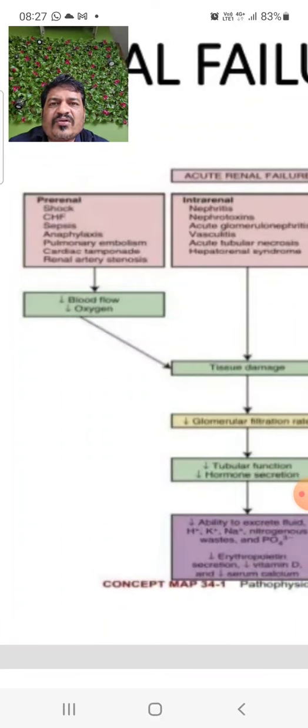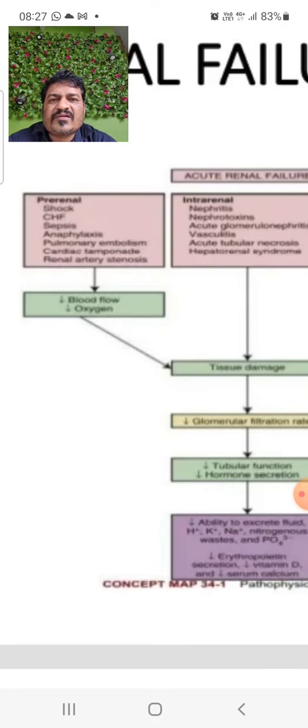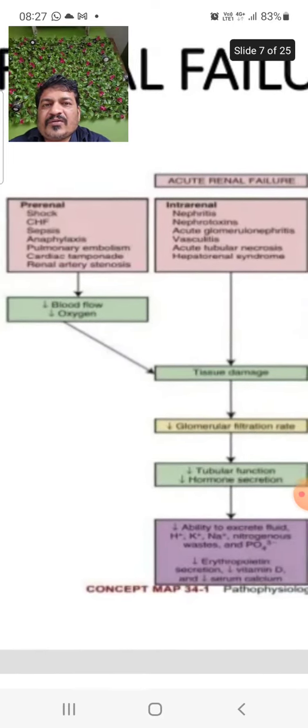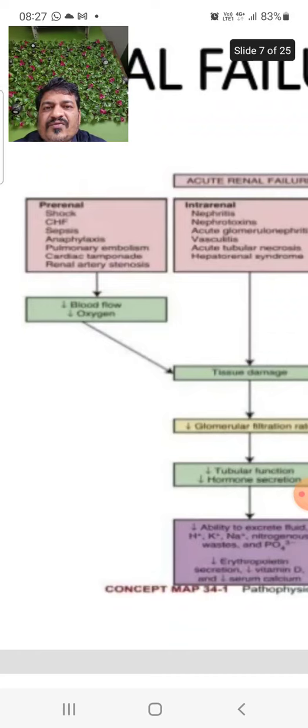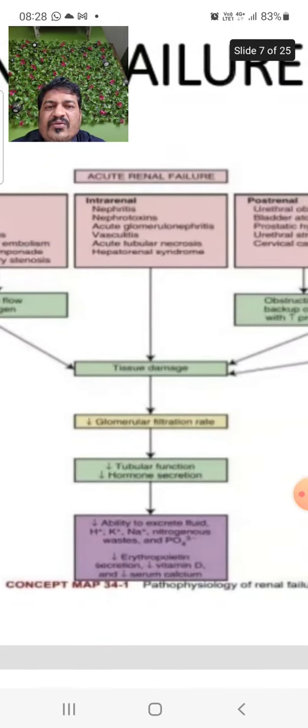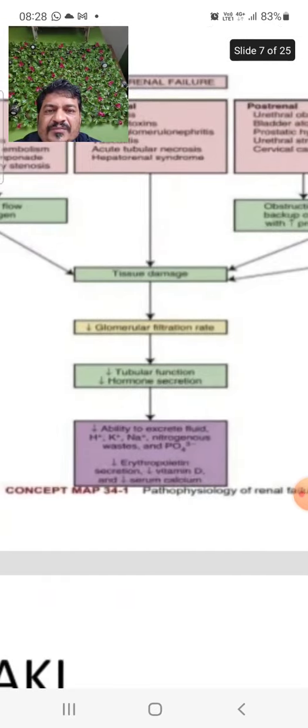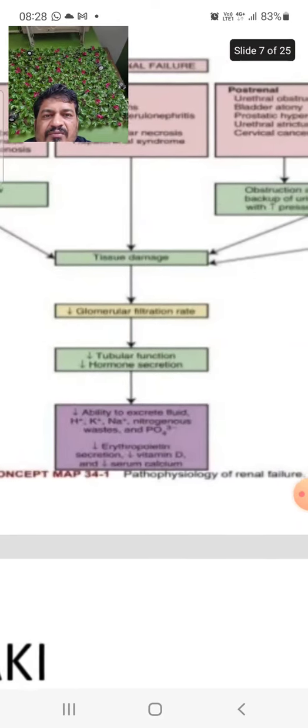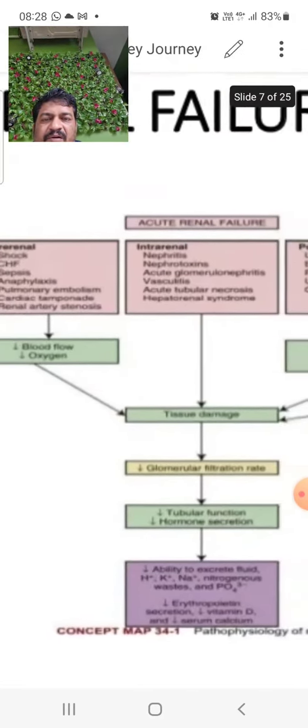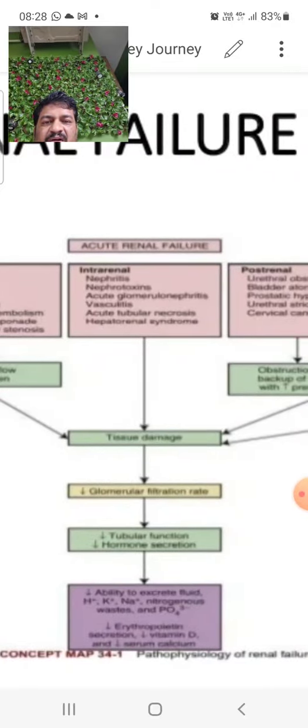Prerenal causes include shock, CHF, sepsis, anaphylaxis, pulmonary embolism, cardiac tamponade, and renal artery stenosis, due to which there is decreased blood flow and decreased oxygen, which may lead to tissue damage. This leads to a decreased glomerular filtration rate, decreased tubular function, decreased hormone secretion, and decreased ability to excrete fluid, hydrogen ions, potassium ions, sodium ions, nitrogen wastes, and phosphates.